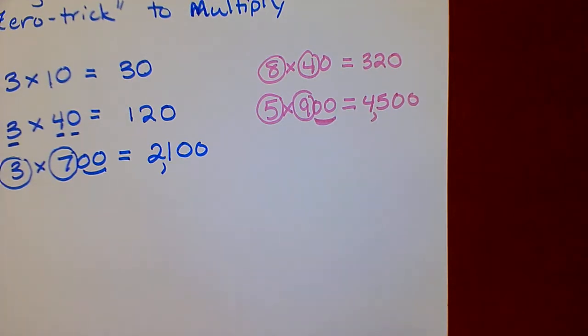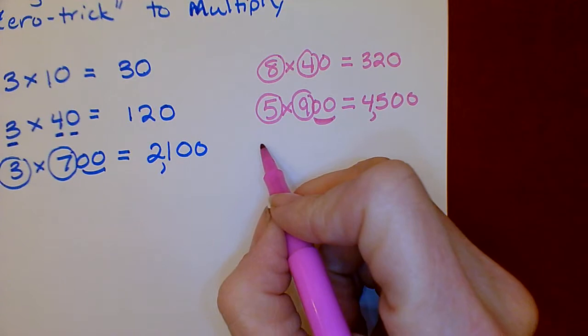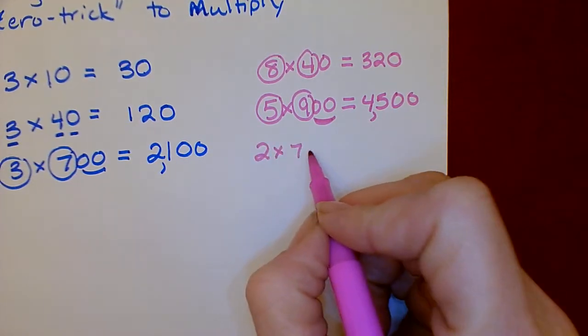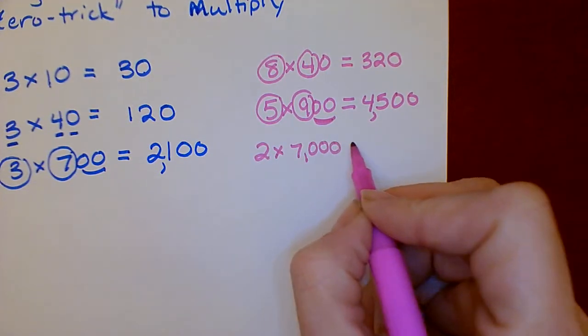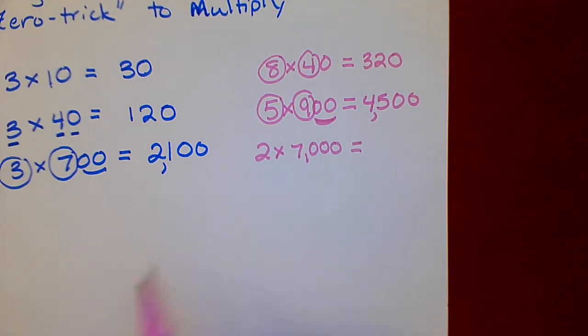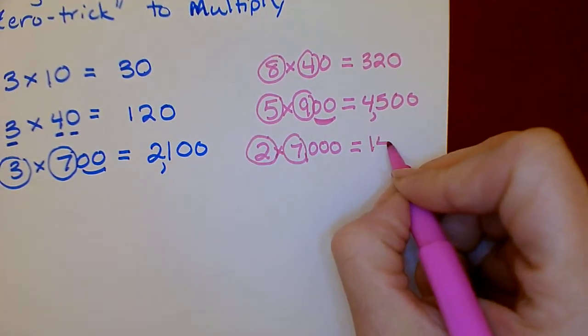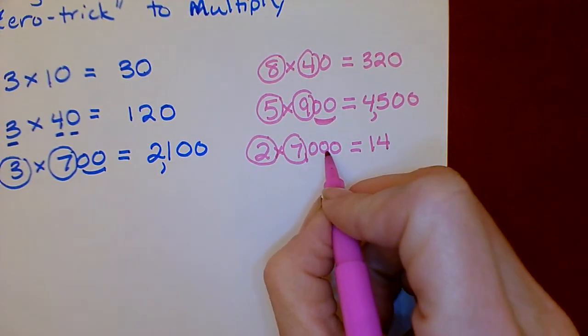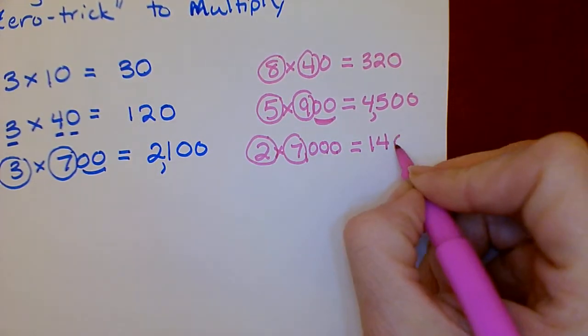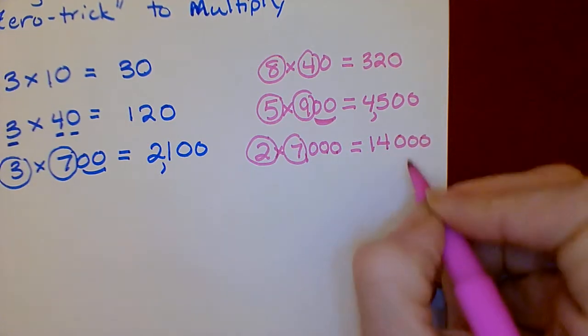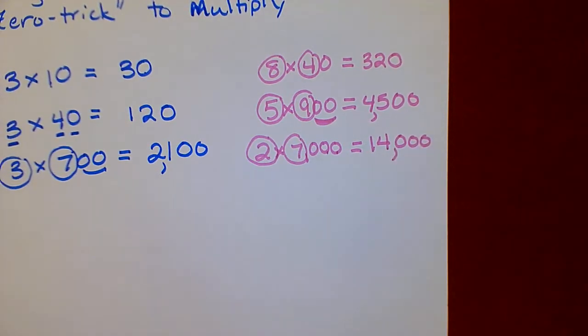All right, and let's do one more. Let's do 2 times 7,000. So we're going really big here. Same thing though. I'm just going to take 2 times 7, which is 14, and I'm going to add on 1, 2, 3 zeros, and I can put my comma in there. And I get 14,000. So that's the zero trick.